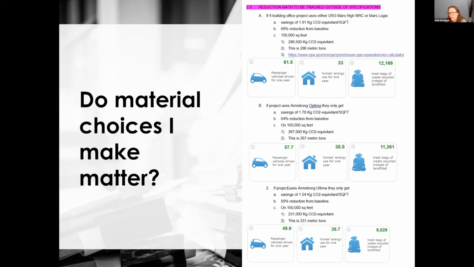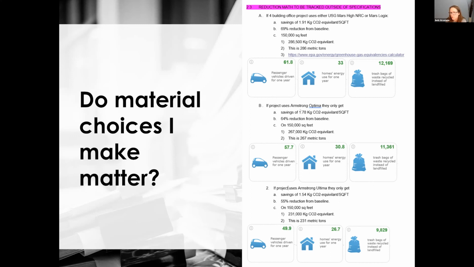And a thing that was really helpful is that the EPA.gov has this converter. So when I plug that number in, that's 61.8 passenger vehicles driven for 1 year. It is the energy used for 33 homes a year. So once you start thinking about how much impact this is, just acoustical ceiling panels, okay, from baseline, it's this much reduction.